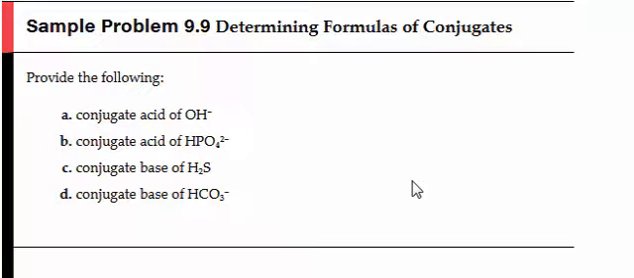Let's look at sample problem 9.9, determining the formulas of conjugates. And we're asked to provide the conjugate acid of hydroxide, conjugate acid of hydrogen phosphate, conjugate base of hydrogen sulfide, H2S, and conjugate base of bicarbonate.